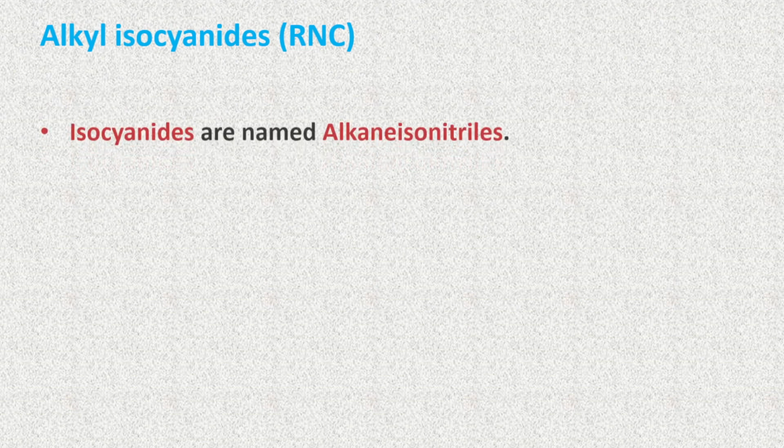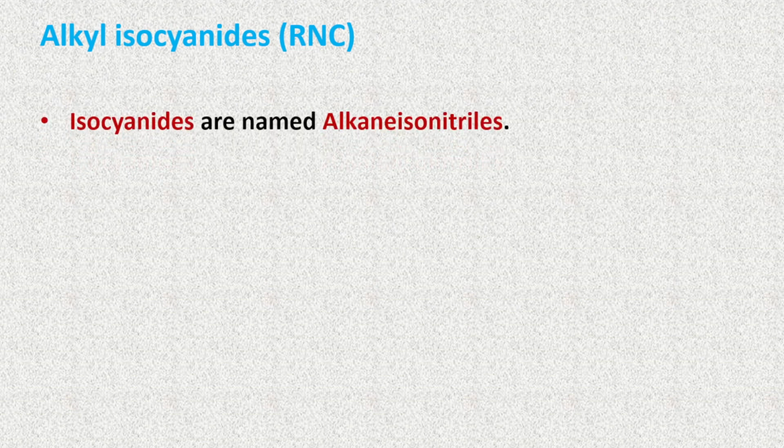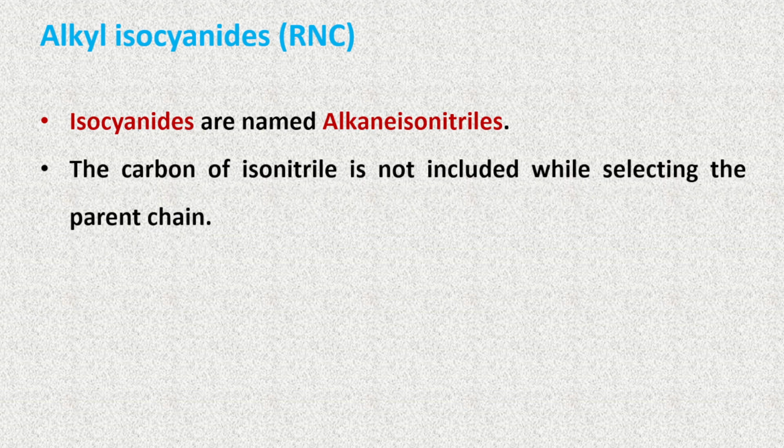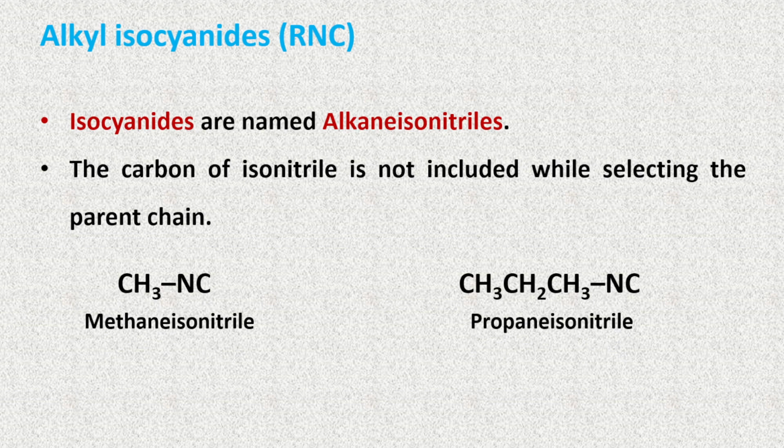Alkyl isocyanide. The isocyanides are named as alkane isonitrile. However, unlike cyanide, the carbon of isonitrile is not included while selecting the parent chain. This is due to the fact that in isocyanide, the carbon atom of the isocyanide ligand is not involved in the bond formation with the parent chain. So, methane isonitrile, propane isonitrile.